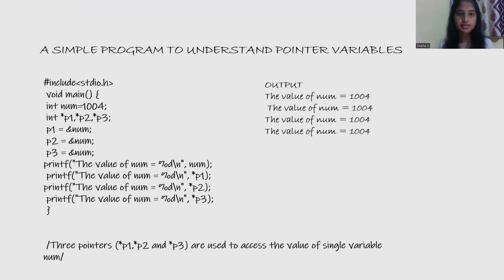A simple program to understand pointer variables. We have taken three pointer variables P1, P2, P3, and P1, P2, P3 have the address of num. Num has a value 1004. Now we are printing the value of num. Since we have taken *P1, we'll be getting the value of num. If we would have used the unary operator, we might have got the address of pointers P1, P2 and P3.